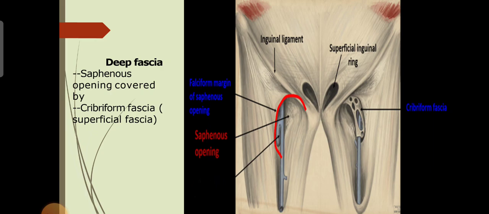This saphenous opening is covered with a superficial fascia which is termed as the cribriform fascia. This cribriform fascia means the sieve-like fascia. It is sieve-like because it is traversed by the lymphatic vessels which are connecting the superficial and the deep inguinal lymph nodes. Also, the superficial branches of the femoral artery, they are passing through this cribriform fascia.